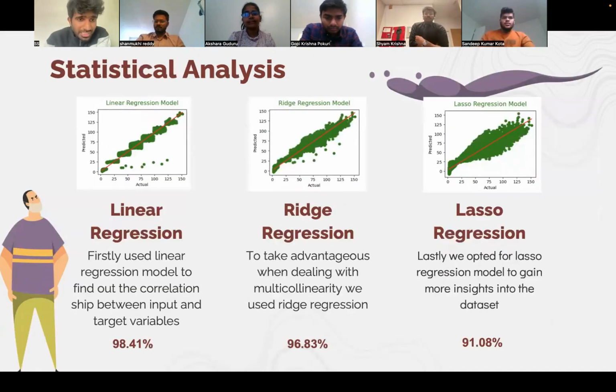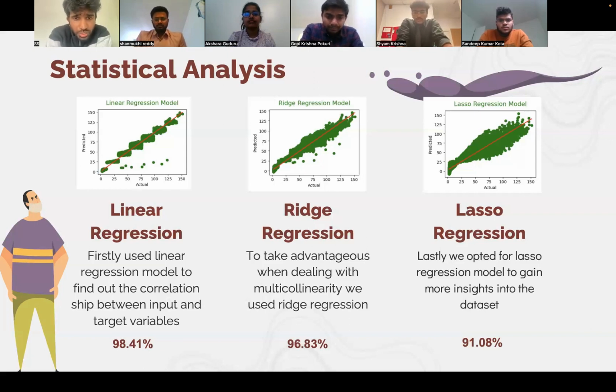And coming to the statistical analysis, since we have more than two dependent variables, we wanted to use regression models. We started with the linear regression model. We took some training data and test data. We applied the training data on the linear regression model, and surprisingly, we got a very good score, which is 98.41. Since we got a very good score, we didn't want to stop there, and we wanted to continue with the other regression models which we have.